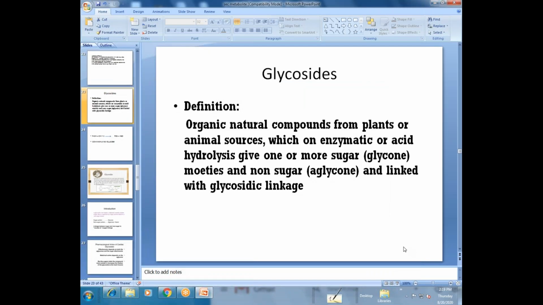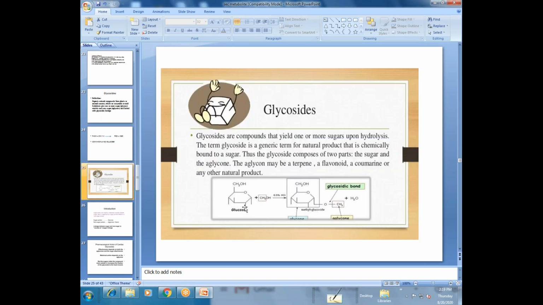So glycosides are organic natural compounds obtained from plants or animal sources which on enzymatic or acid hydrolysis give one or more sugar moieties and a non-sugar moiety, which is known as an aglycon, linked with a glycosidic linkage. If you want to see the glycosidic linkage, you can see this is a glycosidic linkage.